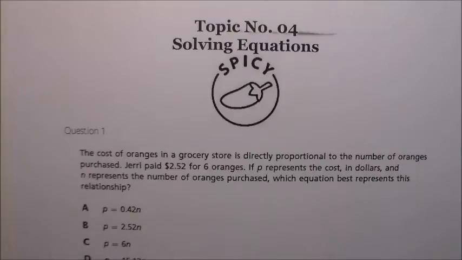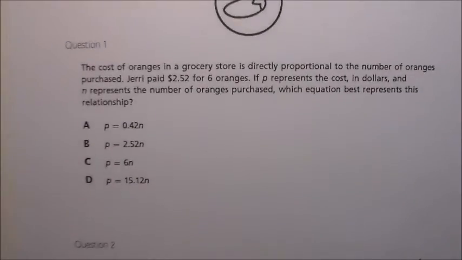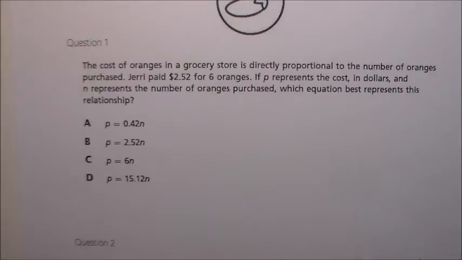Okay, solving equations, topic 4. Let's dive right in. Question number 1. The cost of oranges in a grocery store is directly proportional to the number of oranges purchased. Jerry paid $2.52 for 6 oranges.